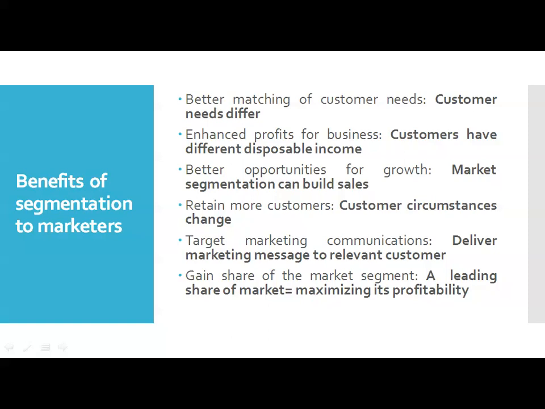To avoid this, there is need for segmentation. Then last is gain share of the market segment. That is, a leading market share is nothing but maximizing its profitability. Minor brands suffer from lack of economies of scale in production and marketing. So pressures from distributors and limited space on the shelves is also always there.